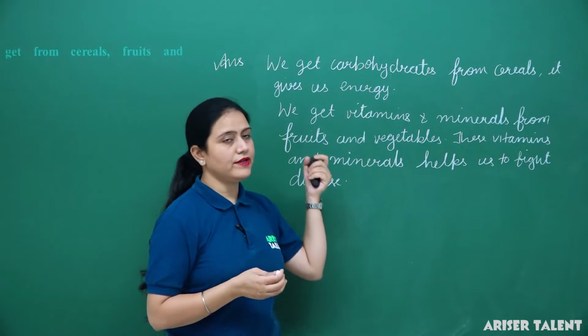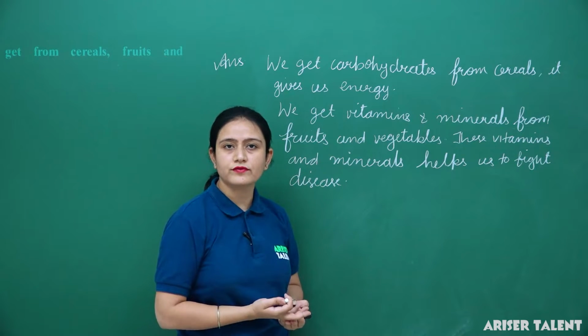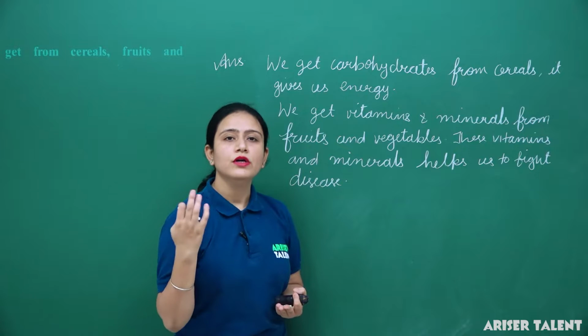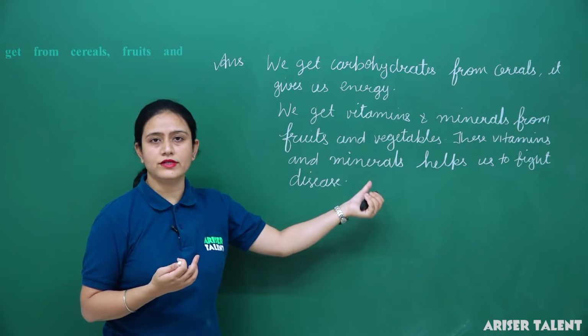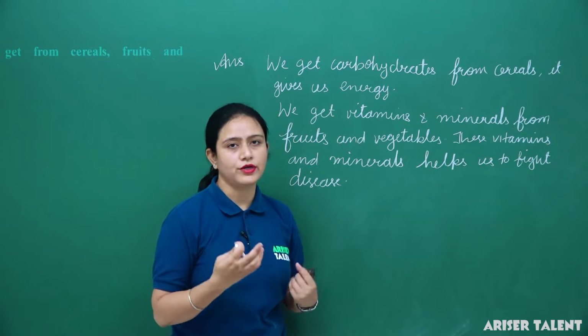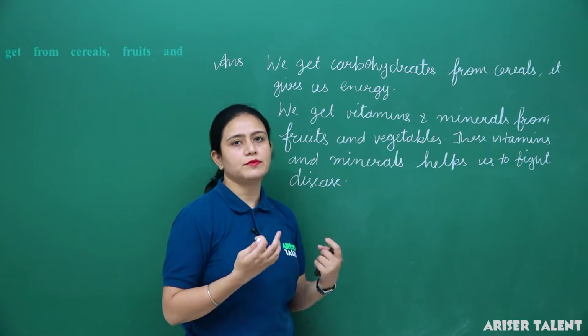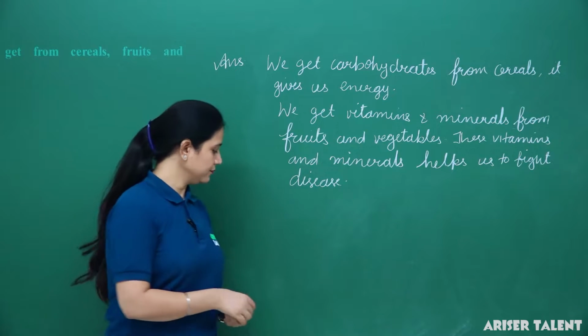So, we can say that we get carbohydrates from the cereals, and they are generally known as energy giving food because they give us energy to do different activities. Besides it, we get minerals and vitamins from the fruits and vegetables, and they are known as protective foods because they protect us from diseases and help us to fight diseases, clear. So, this is the answer of the given question.